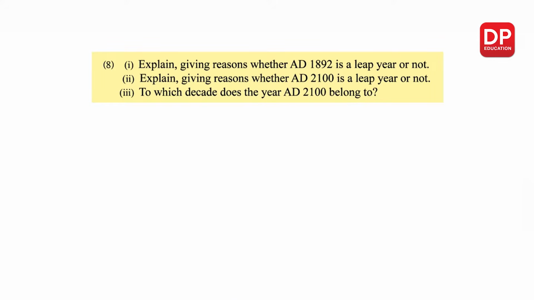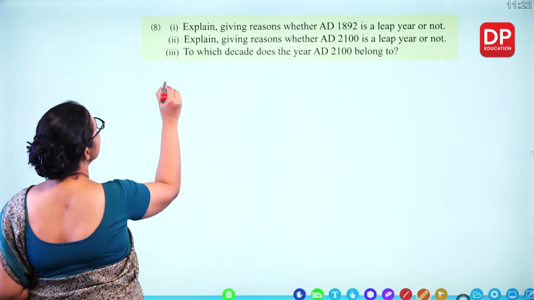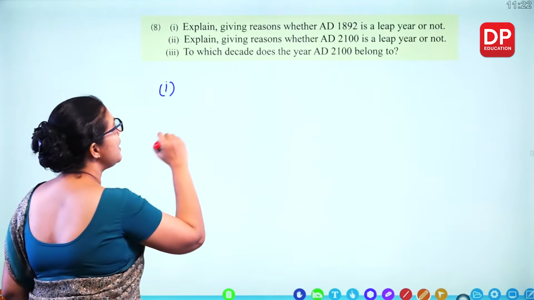Question number 8. Explain giving reasons whether AD 1892 is a leap year or not. How do we find out whether it's a leap year?